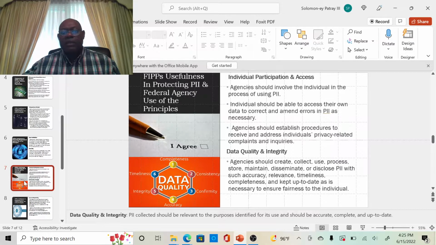The data quality and integrity principle. Within this principle, agencies should create, collect, use, process, store, maintain, disseminate, or disclose PII with such accuracy, relevance, timeliness, completeness, and up-to-dateness as necessary to ensure fairness to the individual.